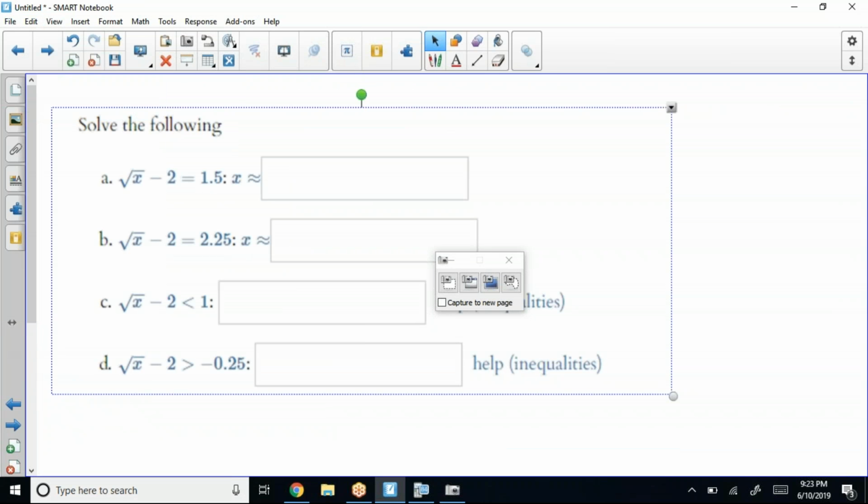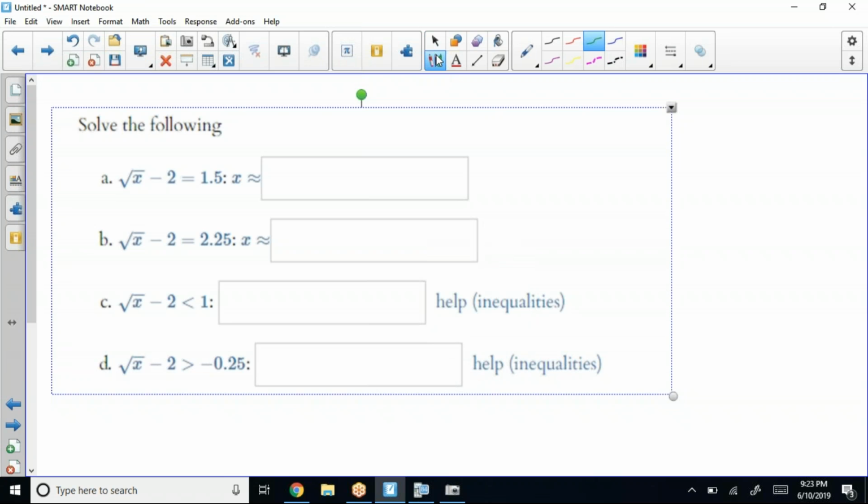Okay. So basically, they're giving you outputs. So these are outputs. So they're saying, what is x when y equals 1.5? Okay.